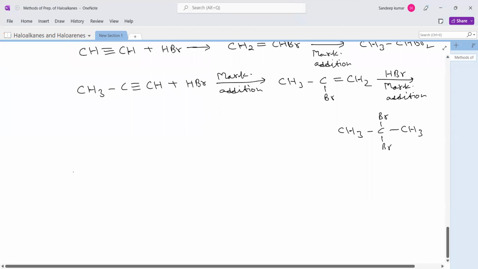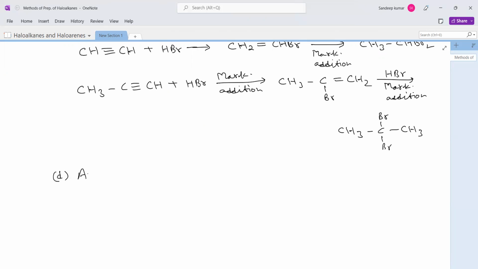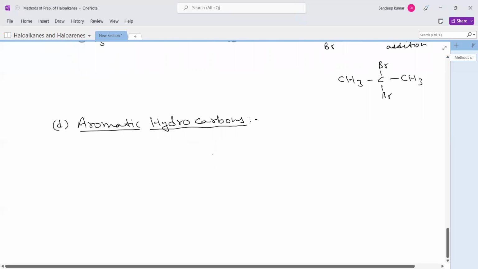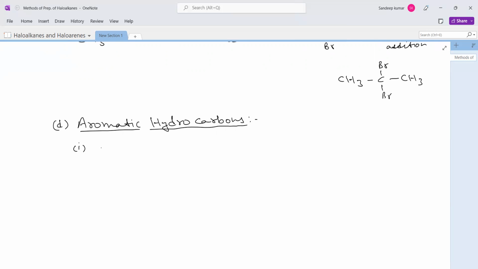Now comes the aromatic hydrocarbons. That's the D part. In the case of aromatic hydrocarbons, we have two methods for the preparation of haloarenes. So the first one is nuclear addition.